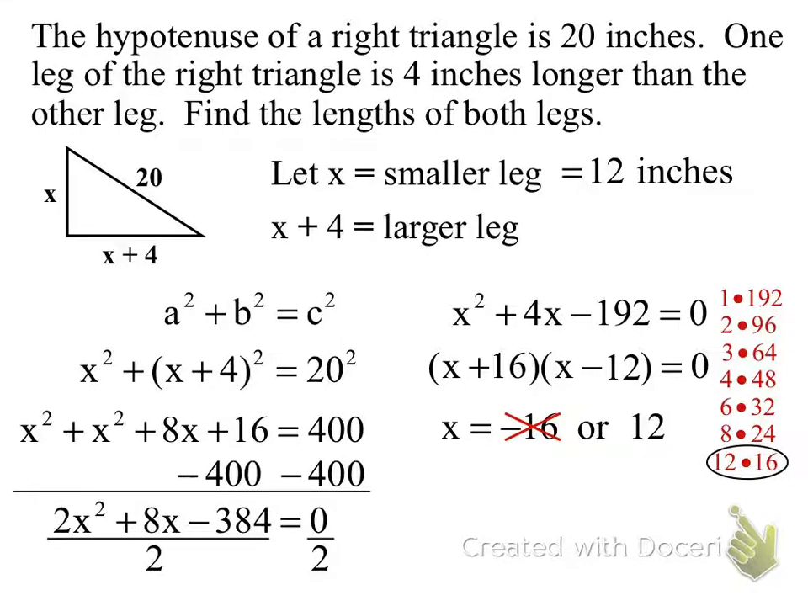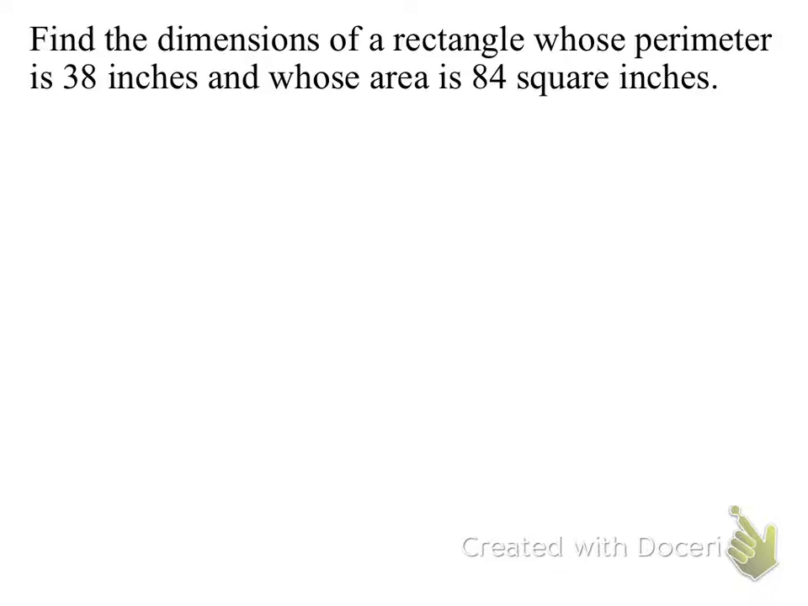Don't just give me 12. 12 is what? 12 is the shorter leg. Is just the shorter side. If you put 12 in, you're going to miss a point. 12 and 4 is? So the length of the legs are 12 and 16. Questions? Okay, 2 more questions. Okay, draw a rectangle.